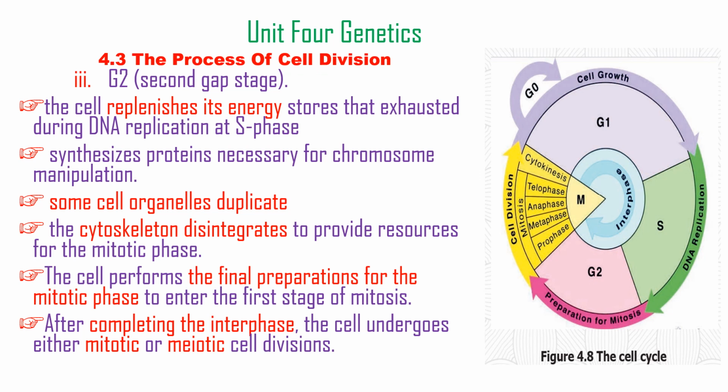The third stage is known as the second gap stage, or G2 stage. The cell replenishes its energy stores that were exhausted during DNA replication in the S phase. It is preparation for mitosis. Replenish means to restore or renew.